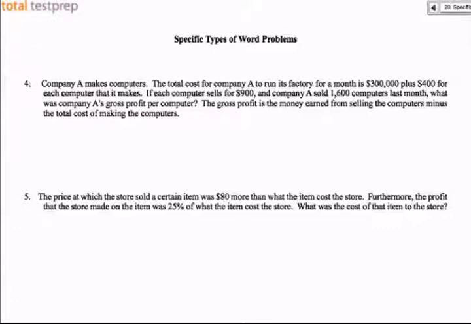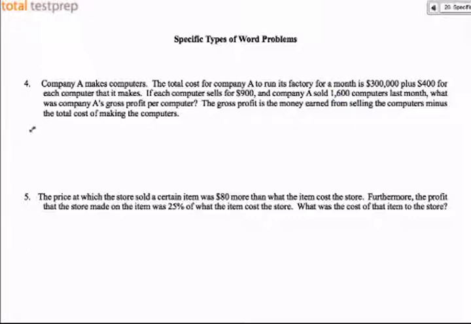Question 4 says that Company A makes computers. The total cost for Company A to run its factory for a month is $300,000 plus $400 for each computer that it makes. If each computer sells for $900 and Company A sold 1,600 computers last month, what was Company A's gross profit per computer? The gross profit is the money earned from selling the computers minus the total cost of making the computers. Let's assume that all of the 1,600 computers that were sold were the only ones that were made. So Company A made 1,600 computers and sold all of them.